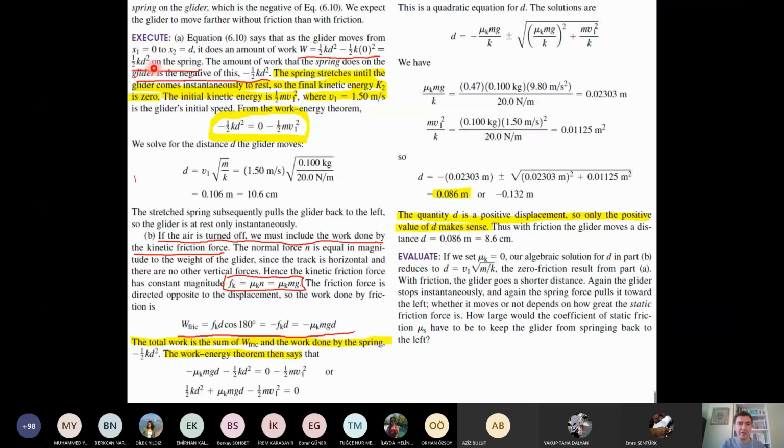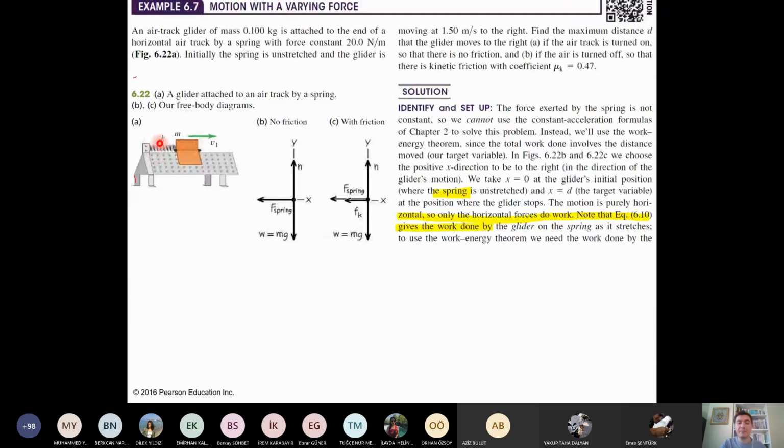k d squared. And the amount of work that the spring does on the glider is the negative of this one. The spring will also do work on the glider because the spring applies force in the negative x direction while the displacement is in the positive direction, so the spring will do negative work on the glider.